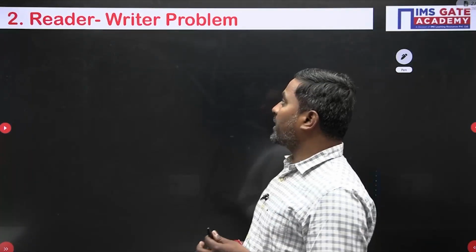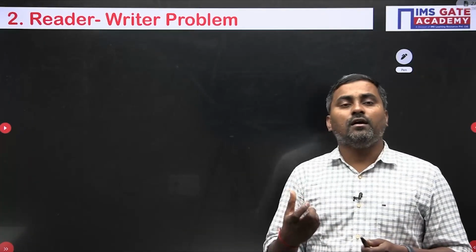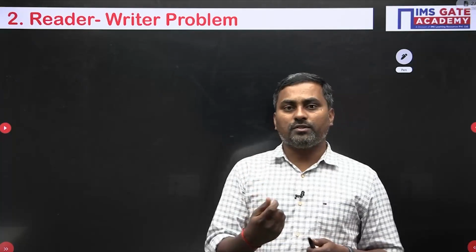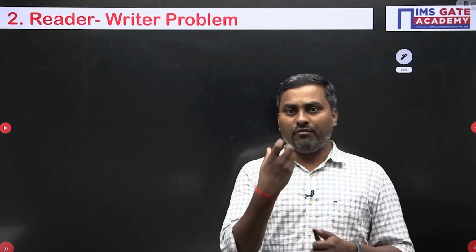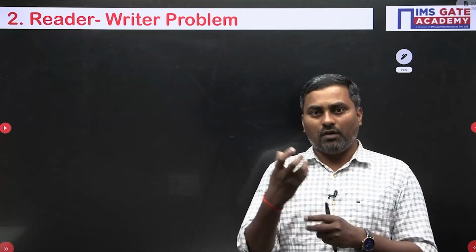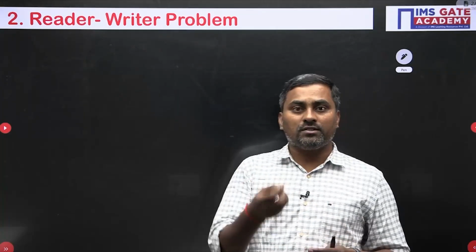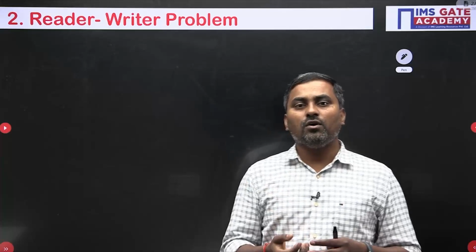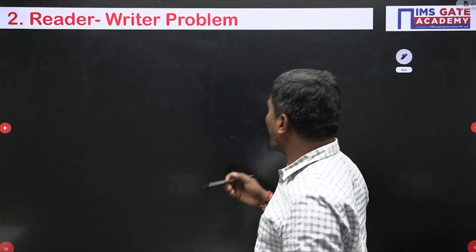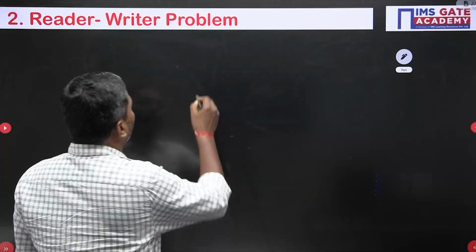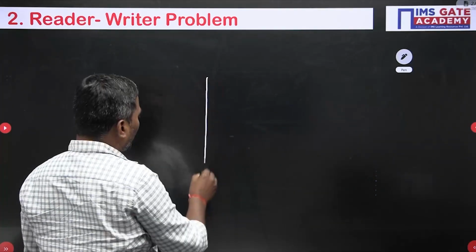The second aspect is the reader writer problem, a classical IPC problem, in an IPC environment where we can see that inconsistency can happen. So now let's see the solution for that. Let me give a problem statement. The reader writer problem is about a database.